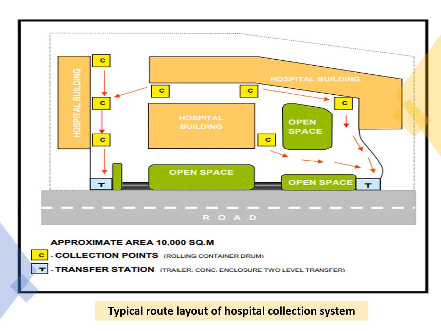So this illustration is a typical layout of a hospital collection system. As you can see in the illustration, we have the hospital building, and then we have open spaces, and we have the areas designated as C, or the collection points, and the areas designated as T, which is a transfer station. So the collection points are actually the areas where the sanitary staff collect the healthcare waste. And then after they have collected all their waste in the collection points, they need to transfer this waste into the transfer station. So the collection vehicle will have to stop in the transfer station to collect all the waste that the sanitary staff had collected from the hospital buildings.